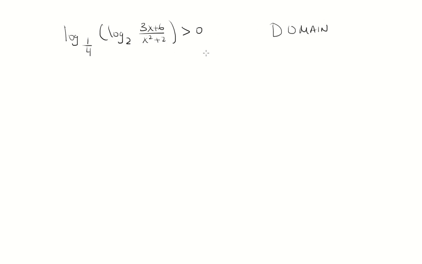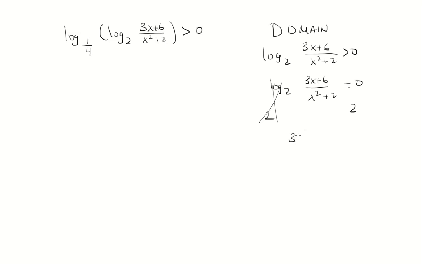Basically, we want log base 2 of (3x plus 6) over (x squared plus 2) to be positive. Well, when does that happen? I'm going to instead treat this as an equality. And so you do 2 to both sides: 2 raised to the log base 2, and then 2 raised to the 0. The 2 and the log base 2 are going to cancel. You have 3x plus 6 over x squared plus 2 equals 1.